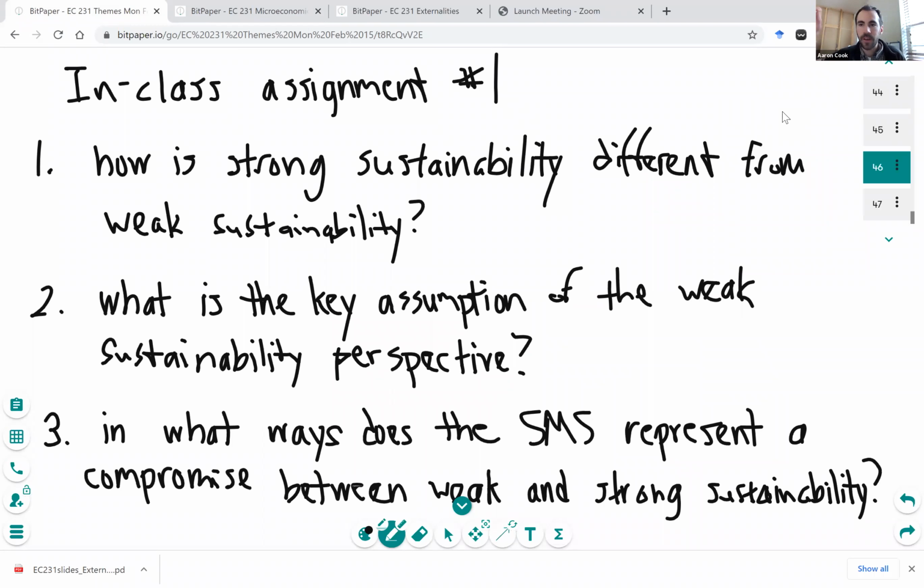What I want you to think about, going back to last week, is how is strong sustainability different than weak sustainability? What is the key assumption of weak sustainability? What's the key thing that they're assuming to be true, which sort of upholds their point of view? And then in what way does the safe minimum standard represent a compromise between weak and strong sustainability?